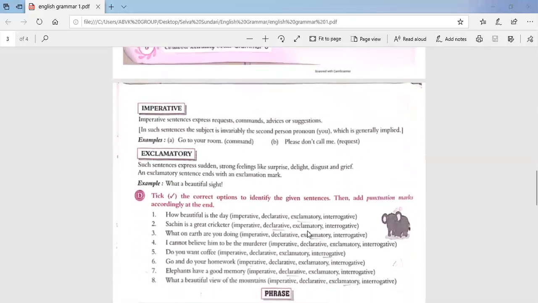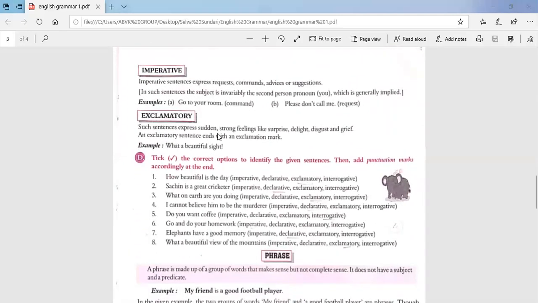Next one is exclamatory. Such sentences express sudden, strong feeling like surprise, delight, disgust, and grief. An exclamatory sentence ends with an exclamation mark. Example, what a beautiful sight. So this is an example of an exclamatory sentence. Now, here, how beautiful is the day? So what type of sentence? It is exclamatory. That is, you have to put an exclamation mark here.